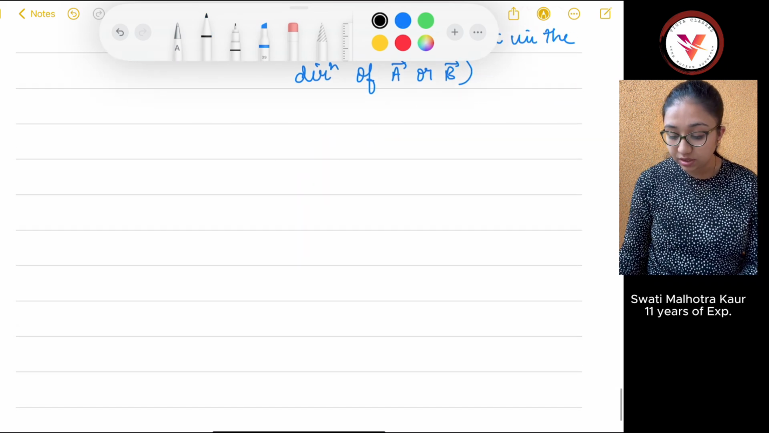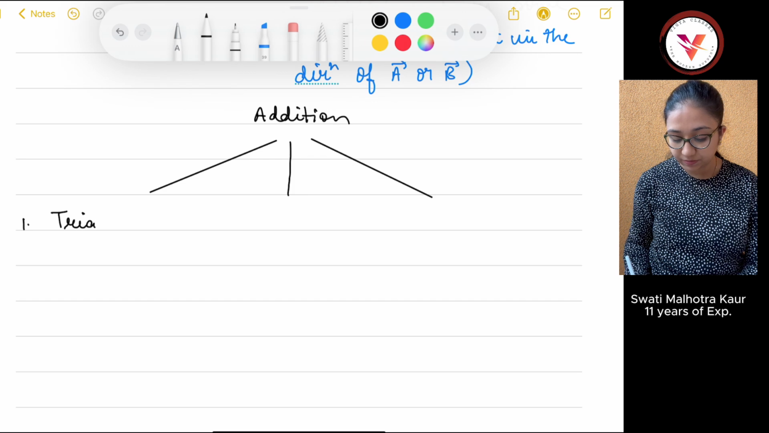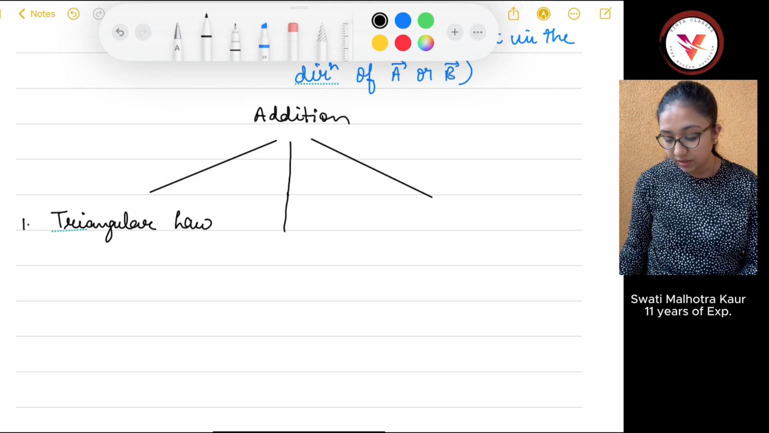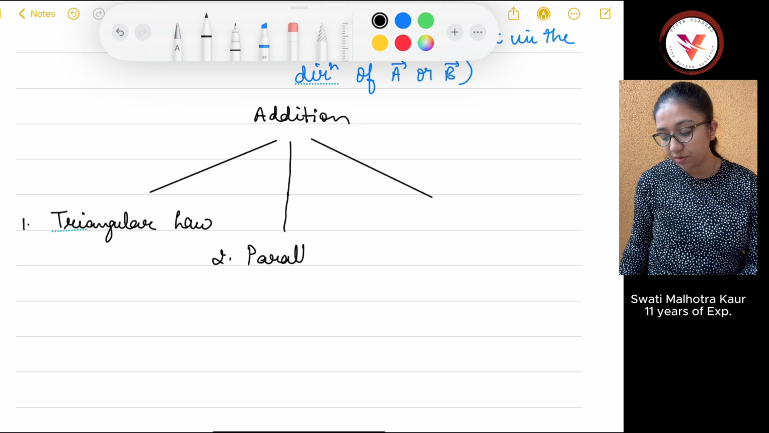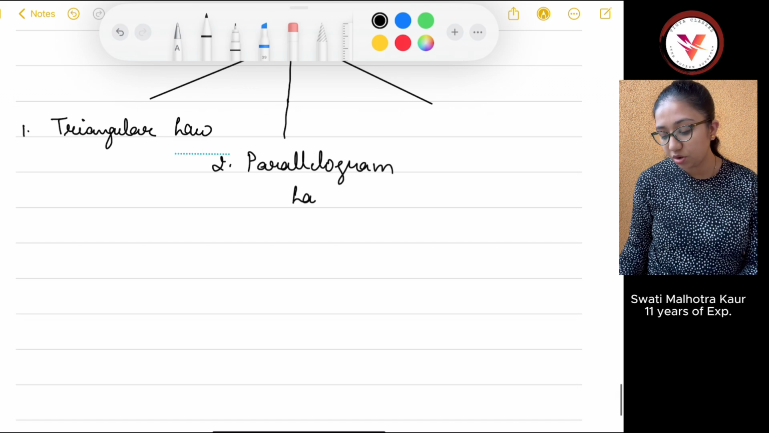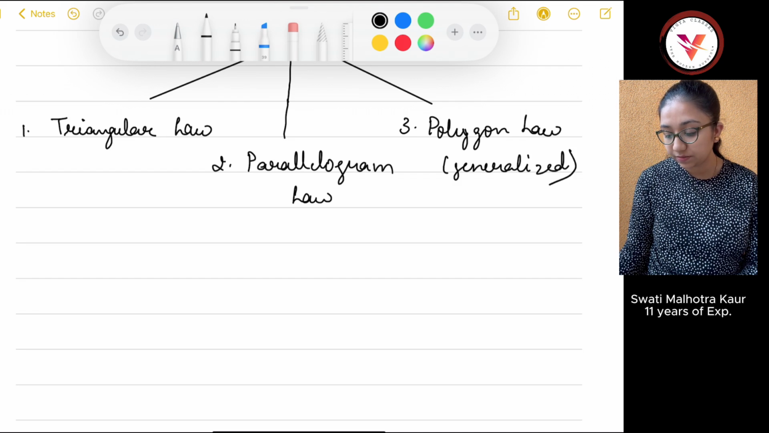For the addition of two vectors, there are basically three rules, three laws. First is the triangular law of vector addition. Second is the parallelogram law of vector addition. It depends on how the vectors are arranged. And third is the polygon law. The polygon law is the generalized one.